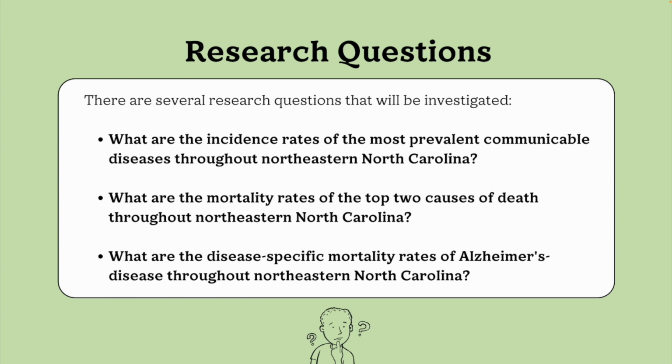Now, the final question that I wanted to answer was, what are the disease-specific mortality rates of Alzheimer's disease throughout Northeastern North Carolina? If we understand which counties have higher rates, we can try to understand exactly what could be causing it. As we know, Alzheimer's disease can occur for a variety of different reasons: genetic, lifestyle, and environmental. So if we're seeing a lot of cases of Alzheimer's and a lot of mortality rates of Alzheimer's in specific counties, we can really investigate this further and see, is there a common denominator here?